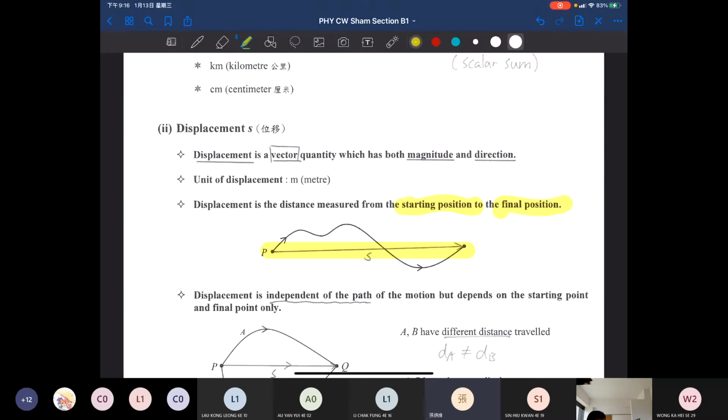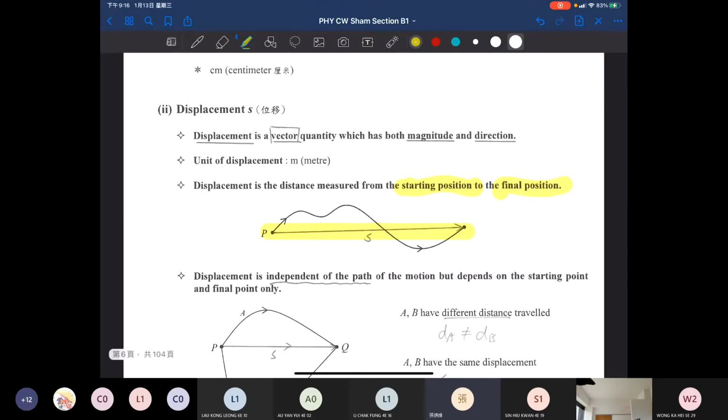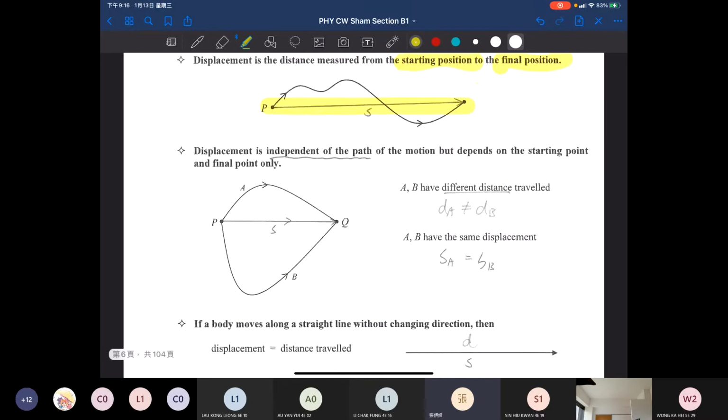Okay, and if we want to draw the vector of the displacement, it's from the starting point to the final position. Okay, the arrow should be pointing from the starting position to the final position. Okay, because this is a vector, so we have to concern about the direction too. And the displacement would be independent of the path because we ignore everything in between.